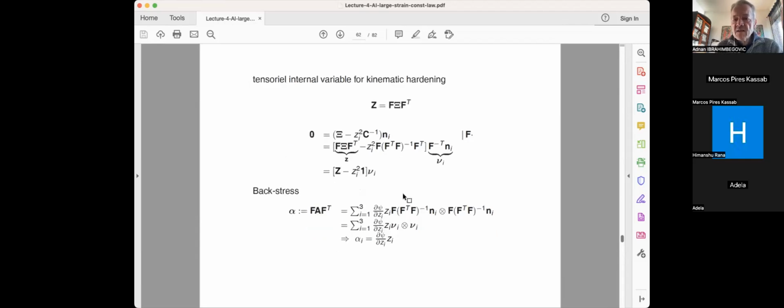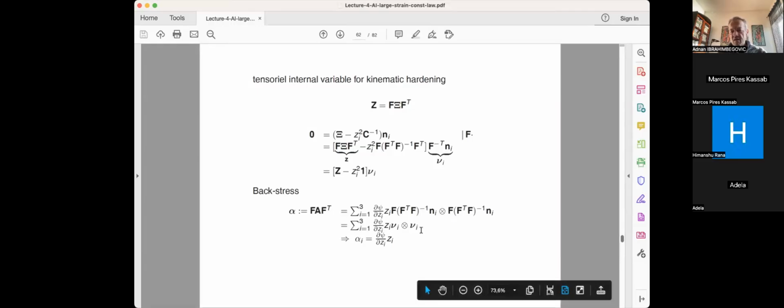I can do the same transformation for kinematic variable. So what I call the uppercase psi, kinematic strain, here is called Z. This is the spatial representation of this one, and it's obtained as a product of F, Xi, and F transposed. So this eigenvalue problem with the principal directions, principal value Zi could be transferred to the spatial representation. So I get Z minus Zi squared times identity times nu I. And so basically with that one, I can obtain my backstress in the spatial description as alpha to be equal to F times A times F transposed.